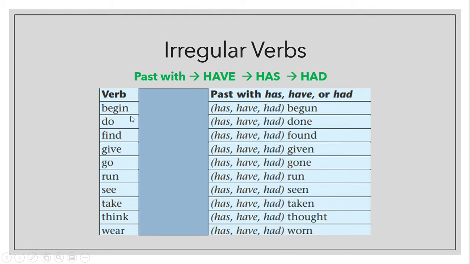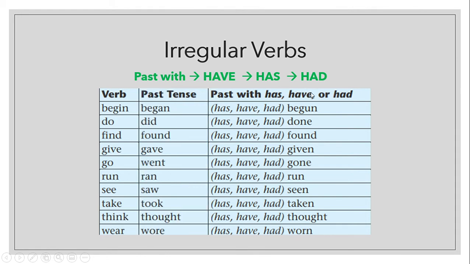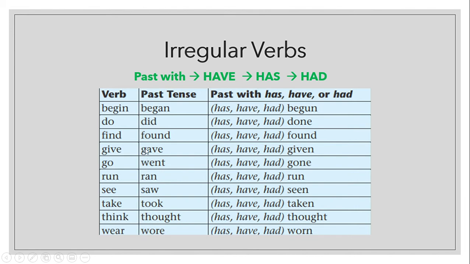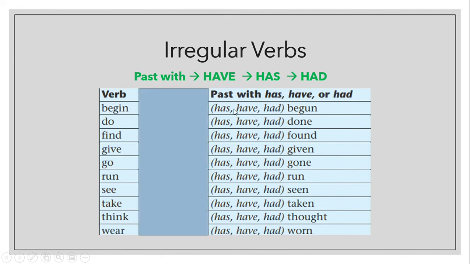Begin, has, have, had, begun. So begin the past with has, have, or had, begun, do, done. Do is not did with has, have, or had. No, it's done with has, have, and had. Find, has, have, and had, found. It's the same for past tense and the past with has, have, or had. Give, given. Go, gone with has, have, and had. Run, has, have, had, run.